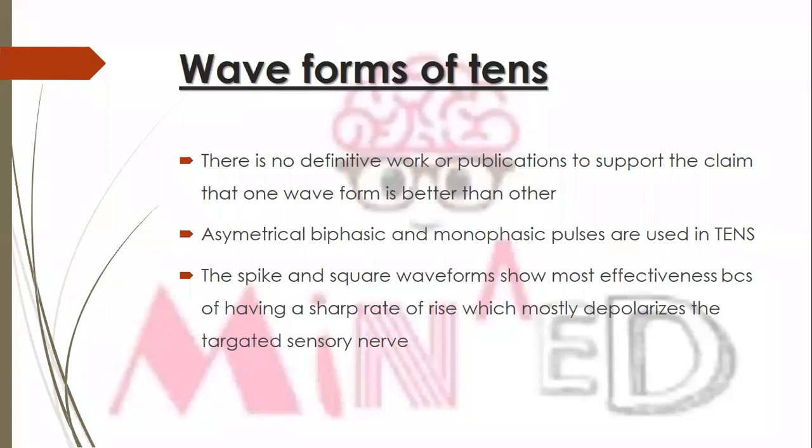The spike and the square waveforms show most effectiveness because of having a sharp rate of rise, which mostly depolarizes the targeted sensory nerve. That means the spike type of waveform is very effective, and it targets the region that carries your pain sensation, and it decreases the pain in a very short term.